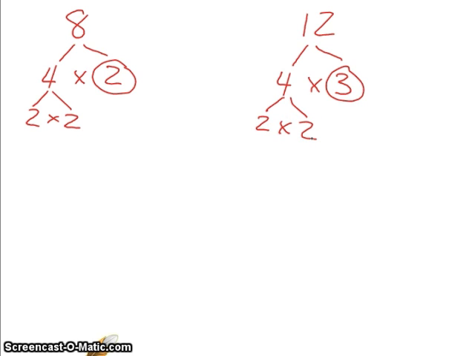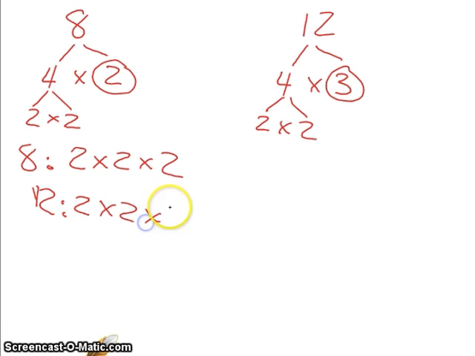So the prime factorization for 8 is 2 times 2 times 2. The factor string for 12 is 2 times 2 times 3. And you look and you see what factors they share. You see that 8 and 12 share a pair of 2's and another pair of 2's. But they don't share this 2 because there's only one 2 here and this is a 3. So they share a 2 here and a 2 here.